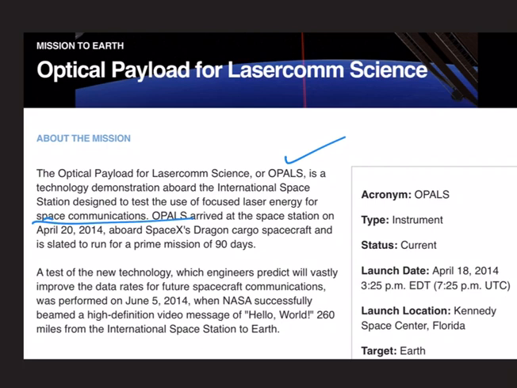The main goal or intention behind this instrument is to replace the traditional radio frequency communication with laser communication. Why this is significant? Because this allows spacecraft to increase the rate at which data is downlinked by 10 to 100 times. So what is the focus of this mission? It is on laser communication systems.